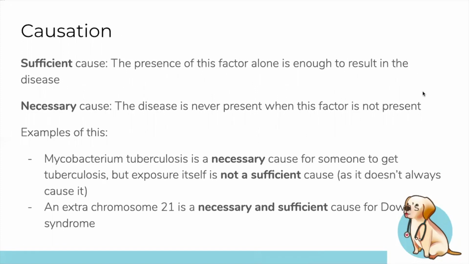Okay, so causation. You have two different types of causation: a sufficient cause and a necessary cause. A lot of pop health pretty much just means what it says. When something is sufficient, having that is sufficient to cause the disease. Wow, what a mind-blowing fact. And then necessary means it's necessary to cause the disease.